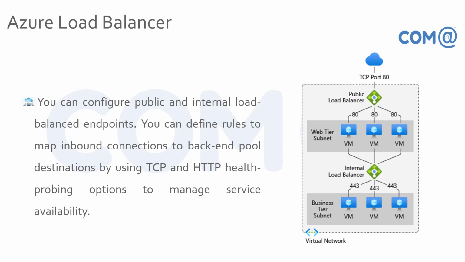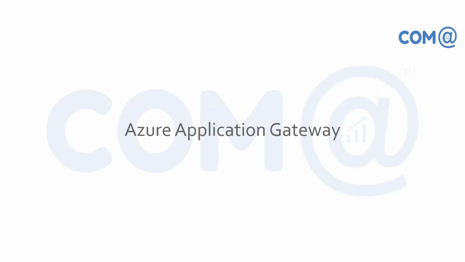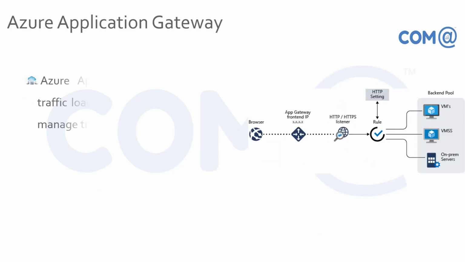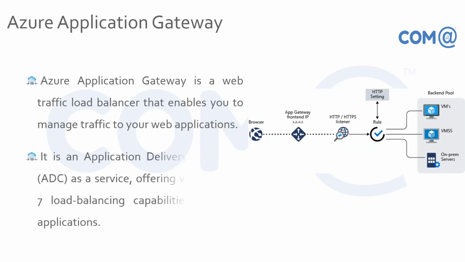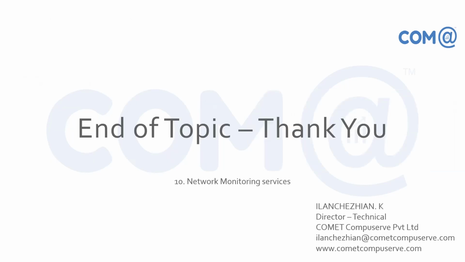options to manage service availability. And understanding about Azure Application Gateway. Azure Application Gateway is a web traffic load balancer that enables you to manage traffic to your web applications. It is an application delivery controller as a service, offering various layer 7 load balancing capabilities for your applications.